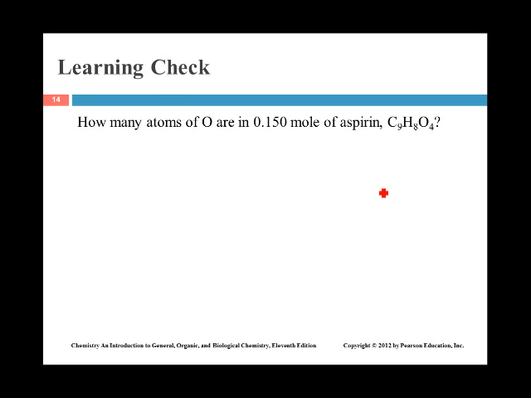So let's take a closer look at this. We have 0.15 moles of aspirin. We want to know how many oxygen atoms there are. Notice this is a molecule because of the fact that they have several different atoms bonded together. Yet it asks specifically about oxygen.